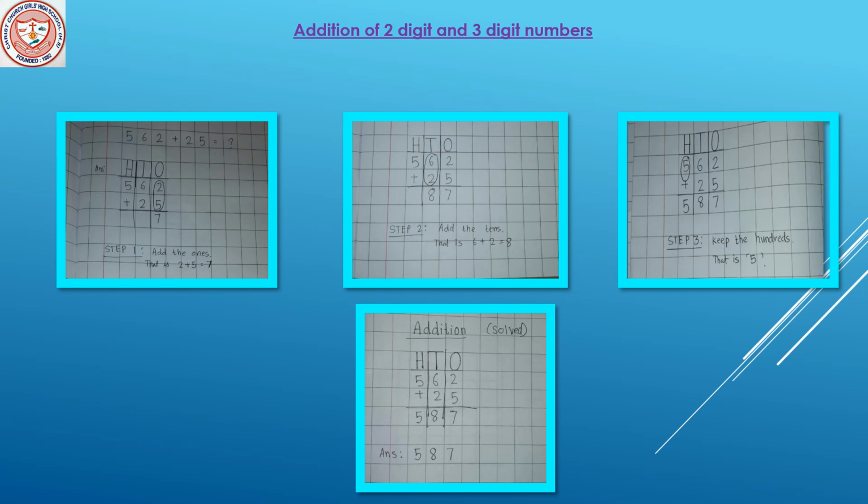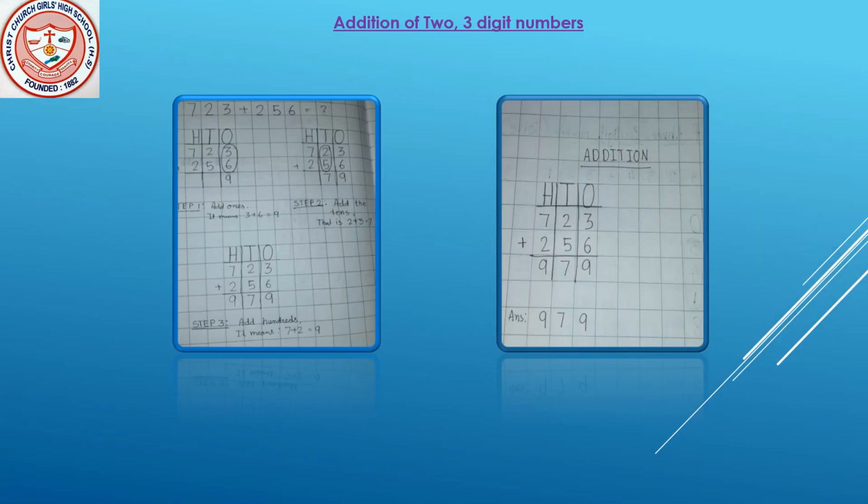Okay. Next one. Addition of two 3-digit numbers. In two 3-digit numbers, first we will add the numbers which are in ones place, and then we add tens, and at the last we add the numbers which are given in the hundreds place. There is also an example from your previous exercise. Look at the example.